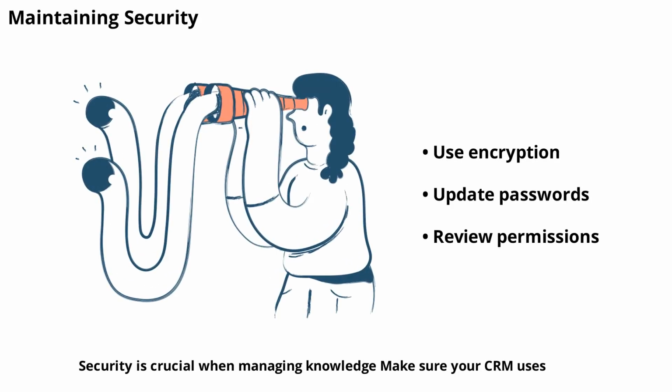Security is crucial when managing knowledge. Make sure your CRM uses strong encryption and regularly update passwords. Review user permissions often, and remove access for former employees. These steps help protect your organization's valuable information.